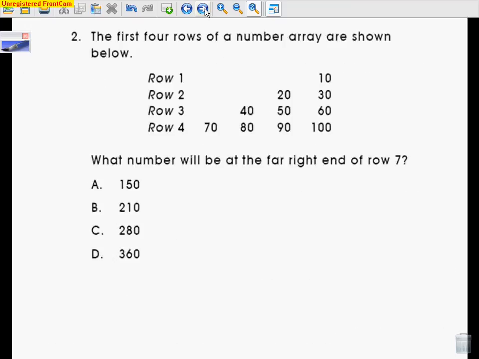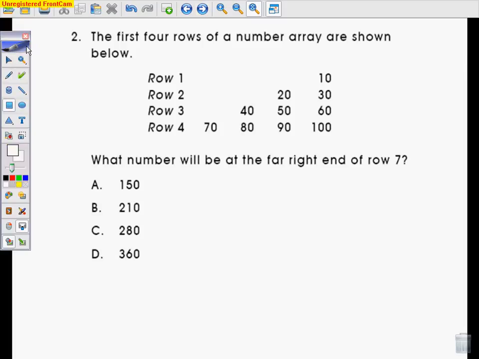Alright, problem number 2. The first 4 rows of a number array are shown below. What number will be at the far right end of row 7? So we want to know, if we were to continue this array, what number will be at the far right end? These are the numbers on the far right.